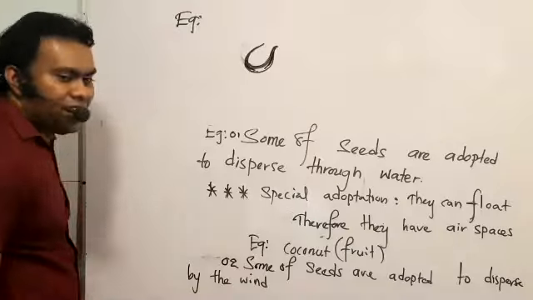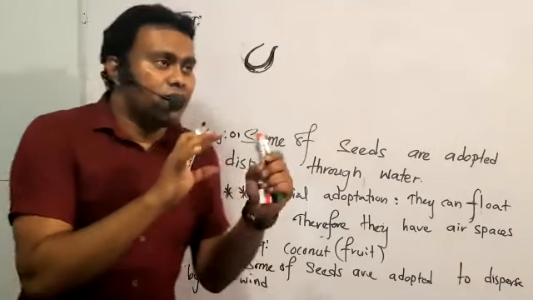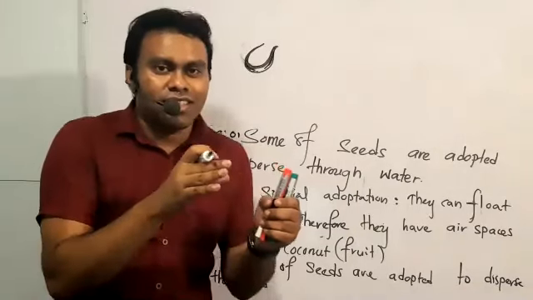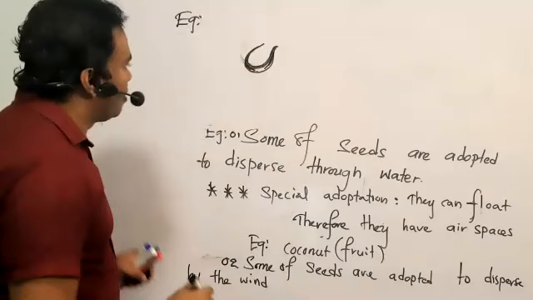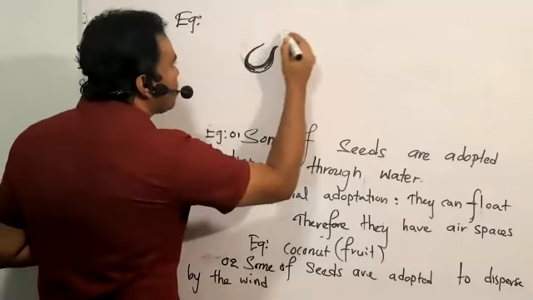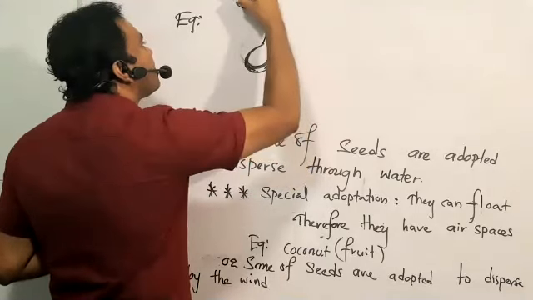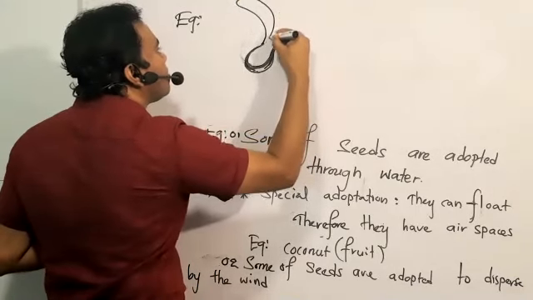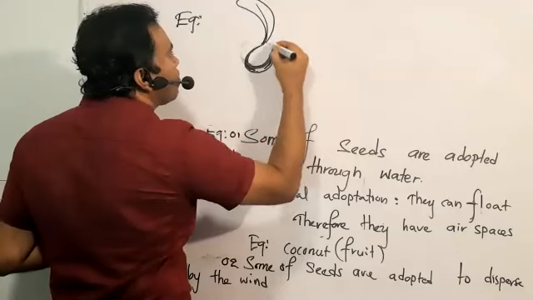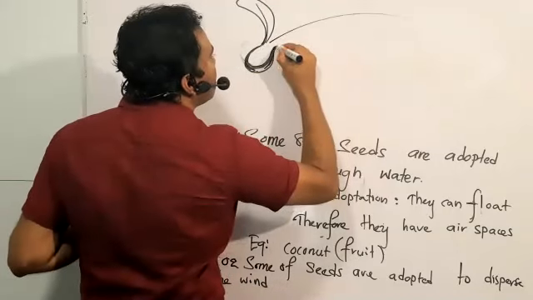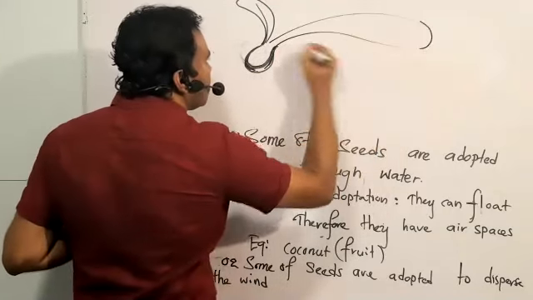So it has a nice white color, cashew-like structure. So it tempts me to eat. So that's one. Another one is somewhat longer.